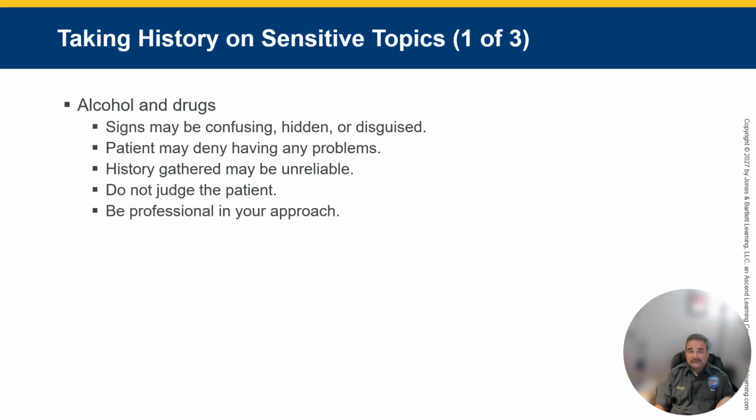Taking history on sensitive topics. We've talked about this, but this also applies for the elderly. Signs may be confusing, hidden, or disguised. Elderly, especially if they've lost their significant other, become very reclusive, withdrawn. They may have alcohol problems. They may have drug problems. You never know. No matter what, gather the history. Know it may be unreliable. Don't judge the patient, and be professional in your approach. Absolutely 100%.